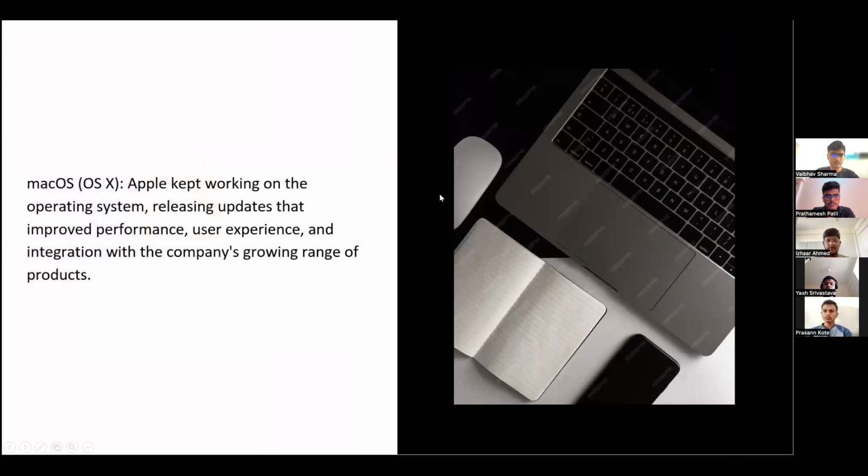Apple kept working on the operating system, releasing updates that improved performance, user experience, and integration with the company's growing range of products.